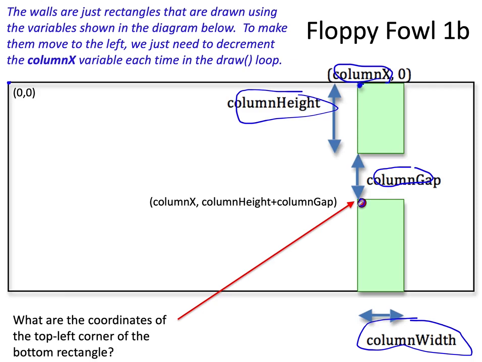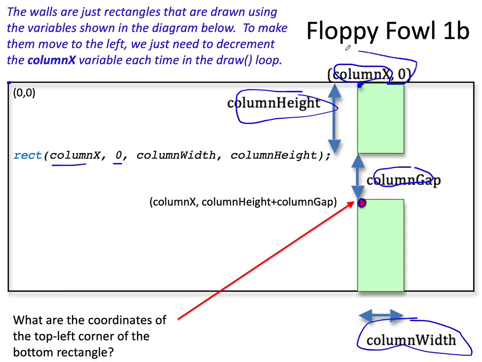And you might say, well, why is that so important? Well, to draw a rectangle, remember how you do one. You have to specify the starting x and y location. You need to specify the width of the column, which in this case is stored in this column width variable, and the height of the column. So this statement right here will draw this top column at whatever column x is equal to and whatever column width and column height are initially set to.